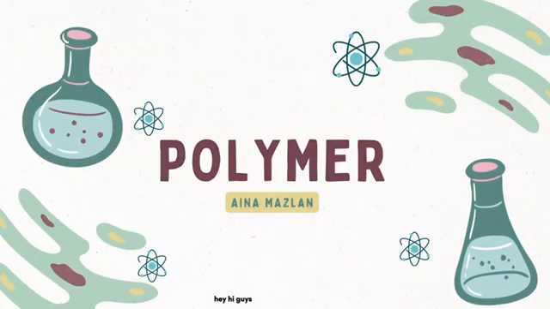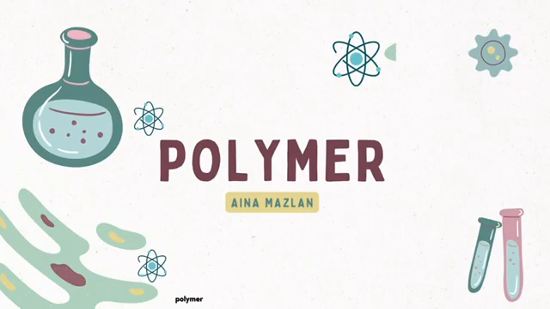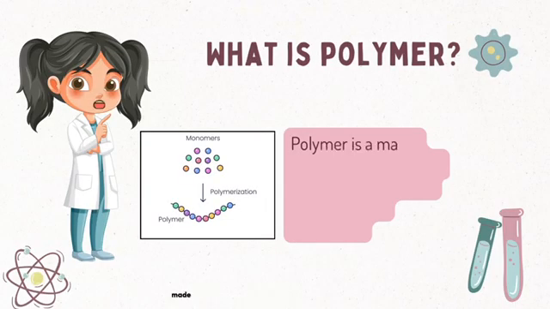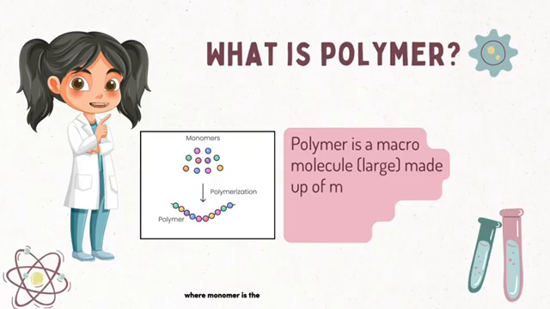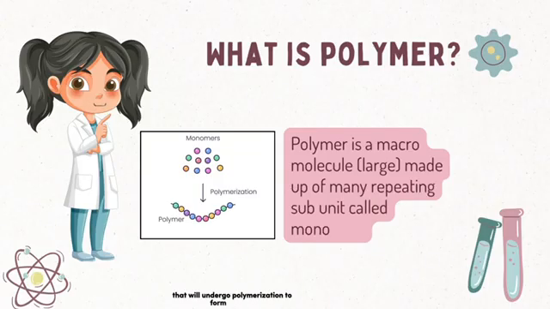Hi guys! We all may have heard the word polymer in our life, but have you wondered what a polymer actually is? A polymer is a large macromolecule made up of many repeating subunits called monomers, where a monomer is the basic molecular unit that will undergo polymerization to form a polymer. Polymerization is a process that combines monomers to form a polymer.